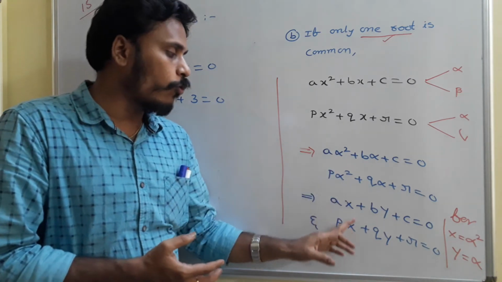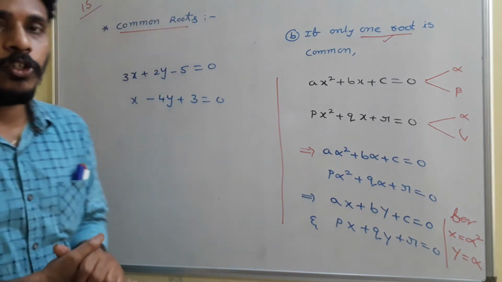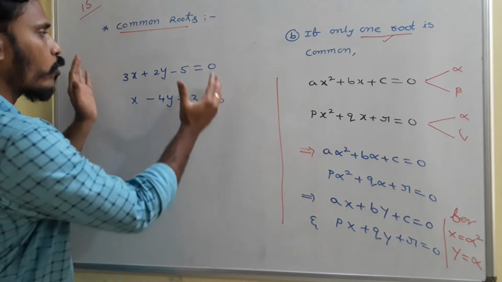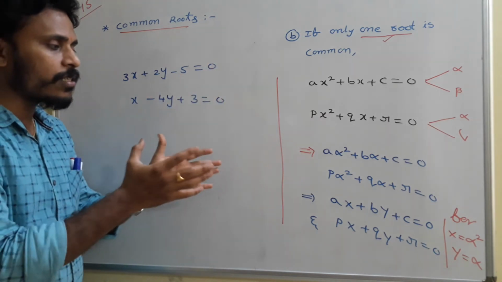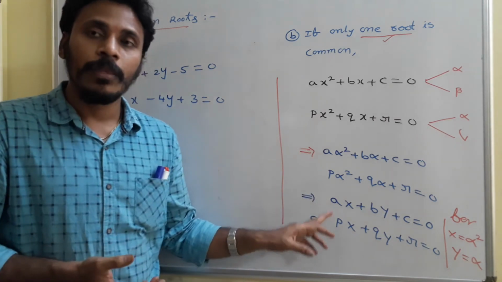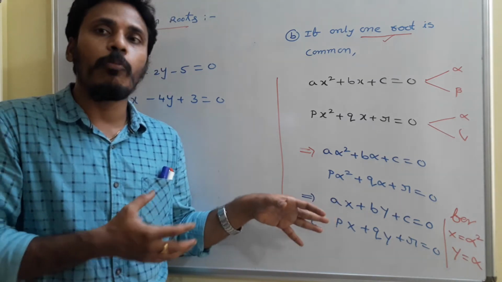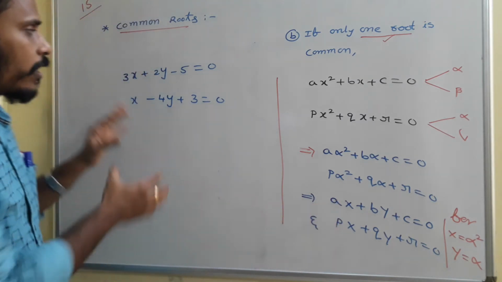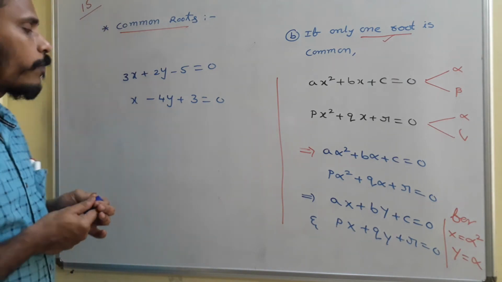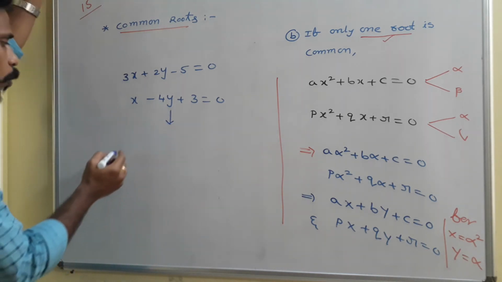Before writing the capital X and capital Y values, I will initially introduce you to the shortcut method by taking two linear equations in two variables. Actually, this is not our concept, we are just discussing the common roots of quadratics, but here we face a situation to solve two linear equations in two variables. Just to give you more confidence on this aspect, I am giving here the way to solve two linear equations in two variables.